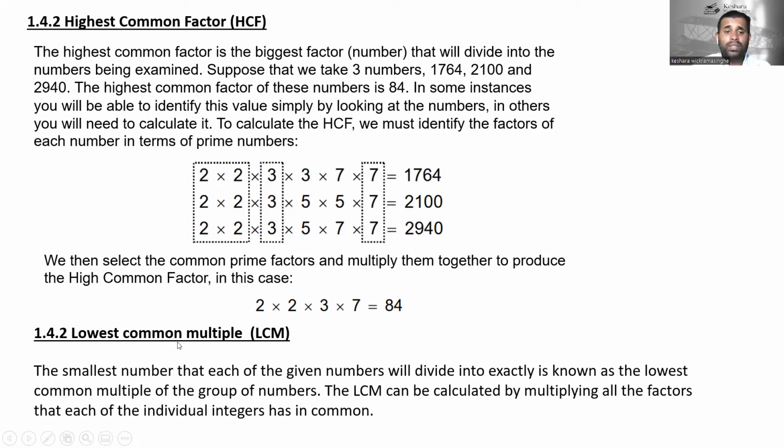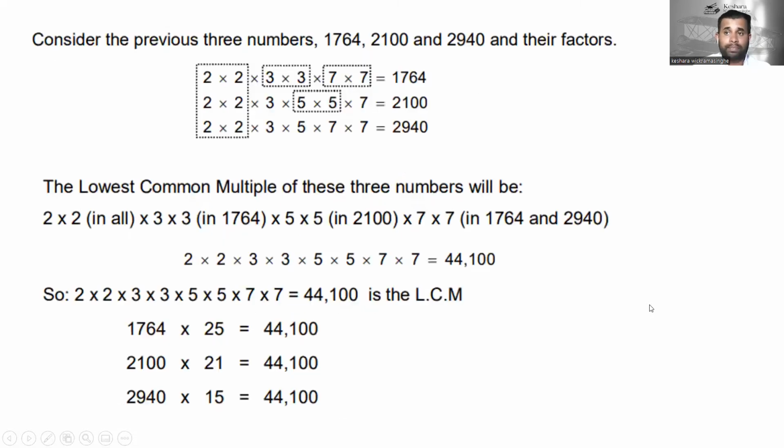Right, so now let's go to the lowest common multiple. The smallest number that each of the given numbers will divide into exactly is known as the lowest common multiple of the group of numbers. The lowest common multiple can be calculated by multiplying all the factors that each of the individual integers has. Just remember lowest common multiple and highest common factor.